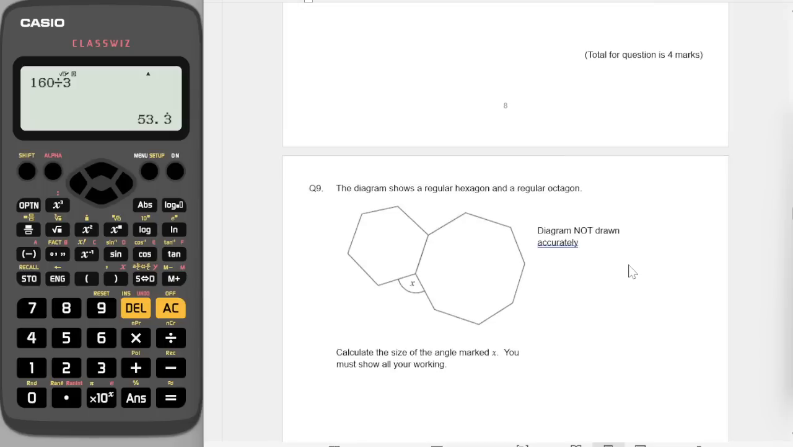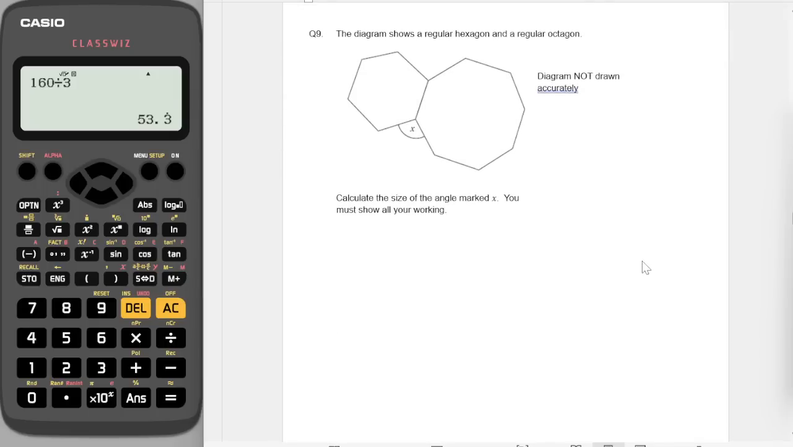Right, question 9. Calculate the size of the angle marked with X. You must show your working. So I'm going to rely on my exterior angles. I'm going to say that the exterior angle of the hexagon is going to be 360 divided by 6, and to that I need to add the exterior angle of the octagon, which is going to be 360 divided by 8.